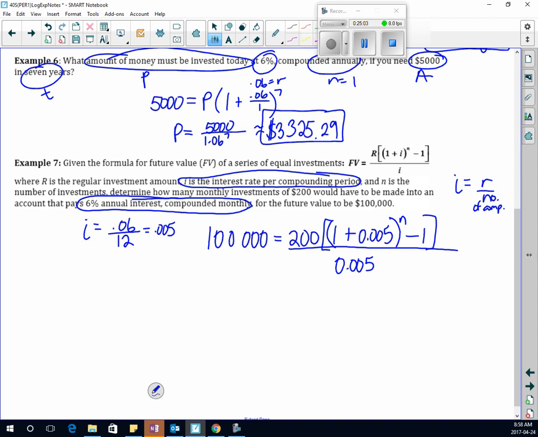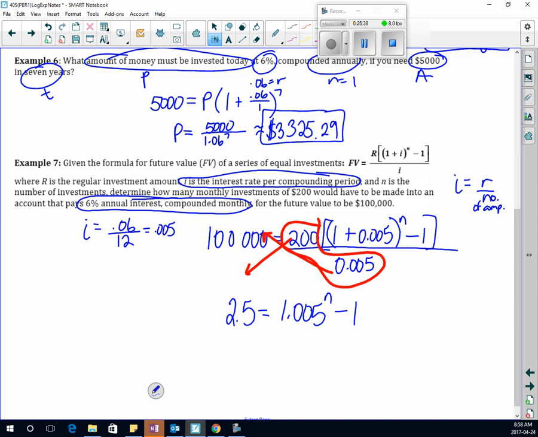Okay, so what would we have to get rid of first now? Yeah, we can get rid of this in one fell swoop, right? This goes up, that goes down, right? So 100,000 times 0.005 divided by 200. So I get 2.5 equals 1.005 to the power n minus 1.